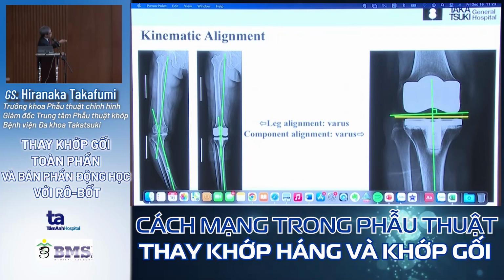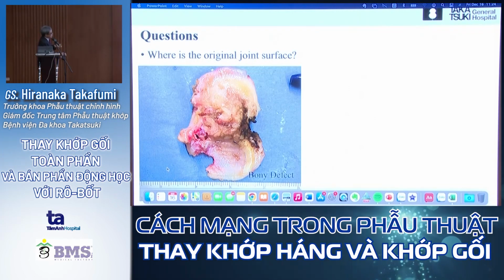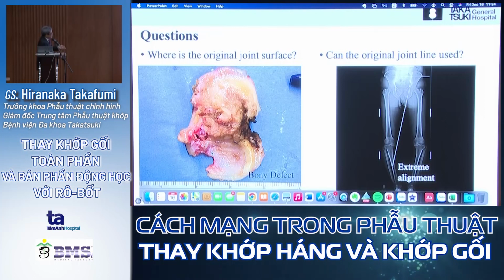Finally, kinematic alignment respects the patient's own alignment, the so-called constitutional alignment, and the patient's native joint line. Constitutional alignment and joint line obliquity are different among patients, but in this approach, the native alignment can be respected. But there are two questions. What is the original joint surface? Some patients have severe bone loss like this. In such patients, it is hard to find the original articular surface, and especially Asian patients have very extreme alignment, such as severe varus alignment. It is something different from Western countries.